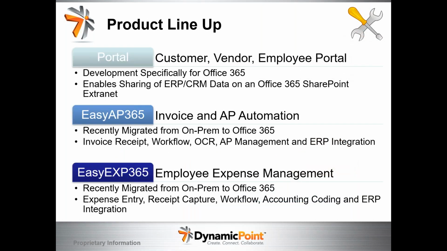Our product lineup: we have a portal application that could take an Office 365 or SharePoint extranet and turn it into a customer, vendor, and employee portal by sharing data from your ERP or CRM application. So it basically adds the sharing of data to a Microsoft extranet. We have an expense product for employee expense reimbursement. And today's focus is the middle one, EasyAP365, Invoice and AP Automation. This was a recent migration, about a year and a half ago, to our new framework from the old on-premise framework.